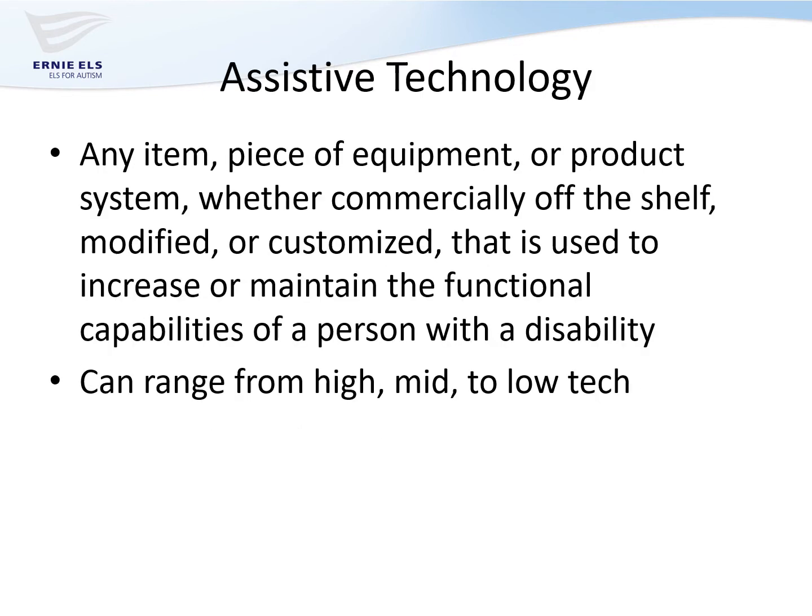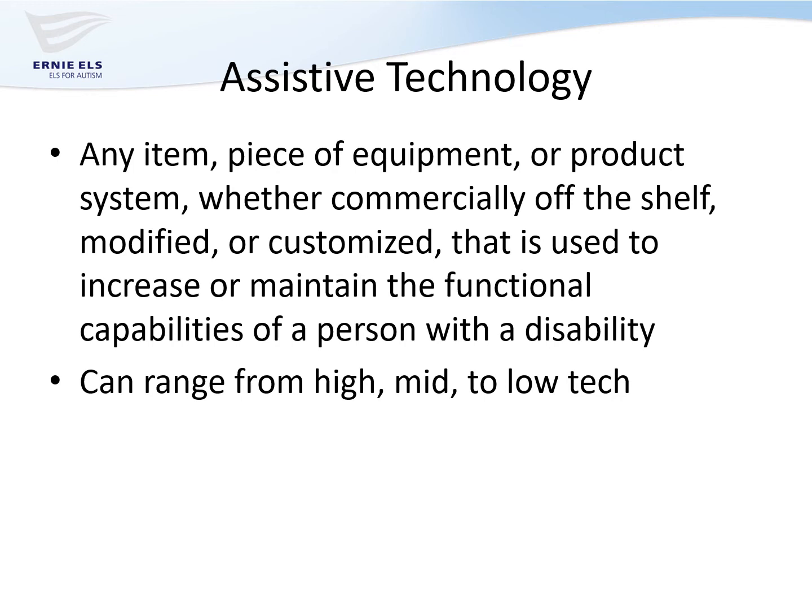The definition of assistive technology is any item, piece of equipment, or product system used to increase or maintain the functional capabilities of a person with a disability. It makes sense that an iPad can be used as assistive technology, but there are so many tools that teachers and therapists use on a daily basis that fall under the AT umbrella.